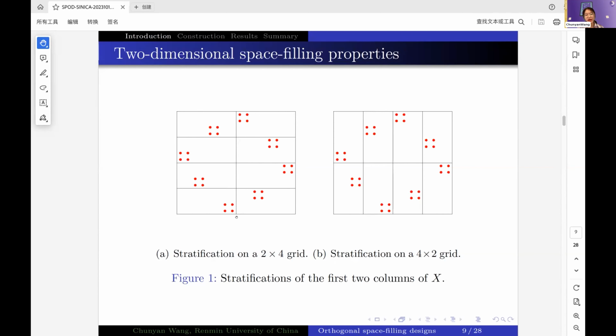So we can divide it by 2 times 4 and 4 times 2, and in each plot we can see that the design points are uniformly spread in the design region, right? So it means each grid has 4 points.